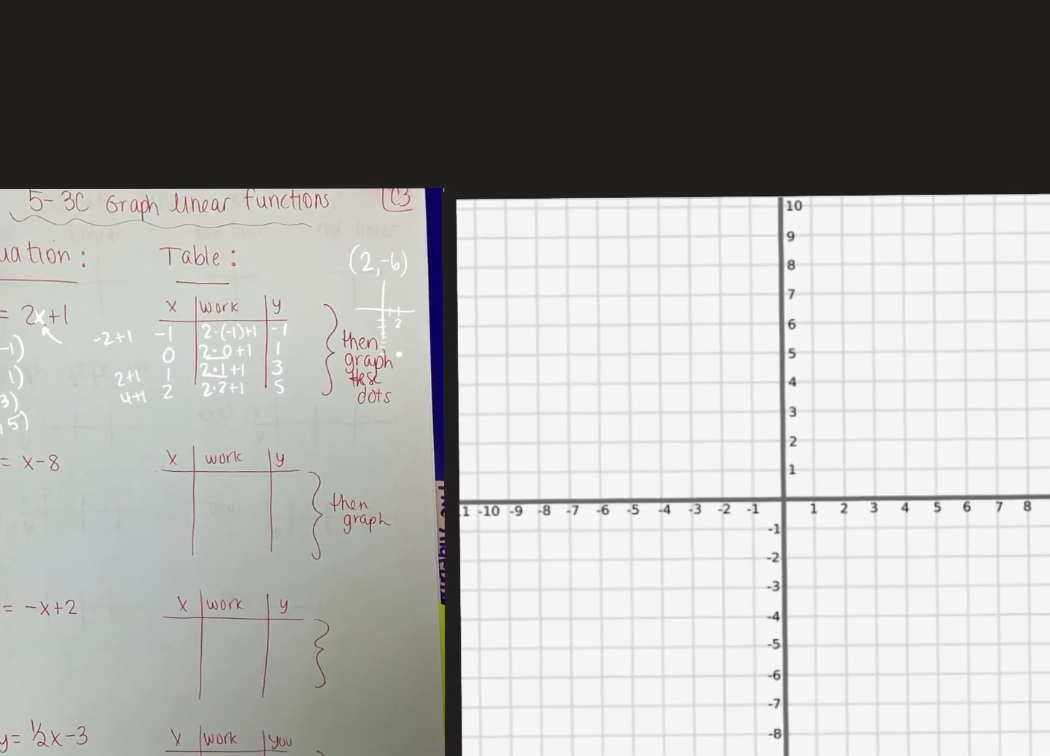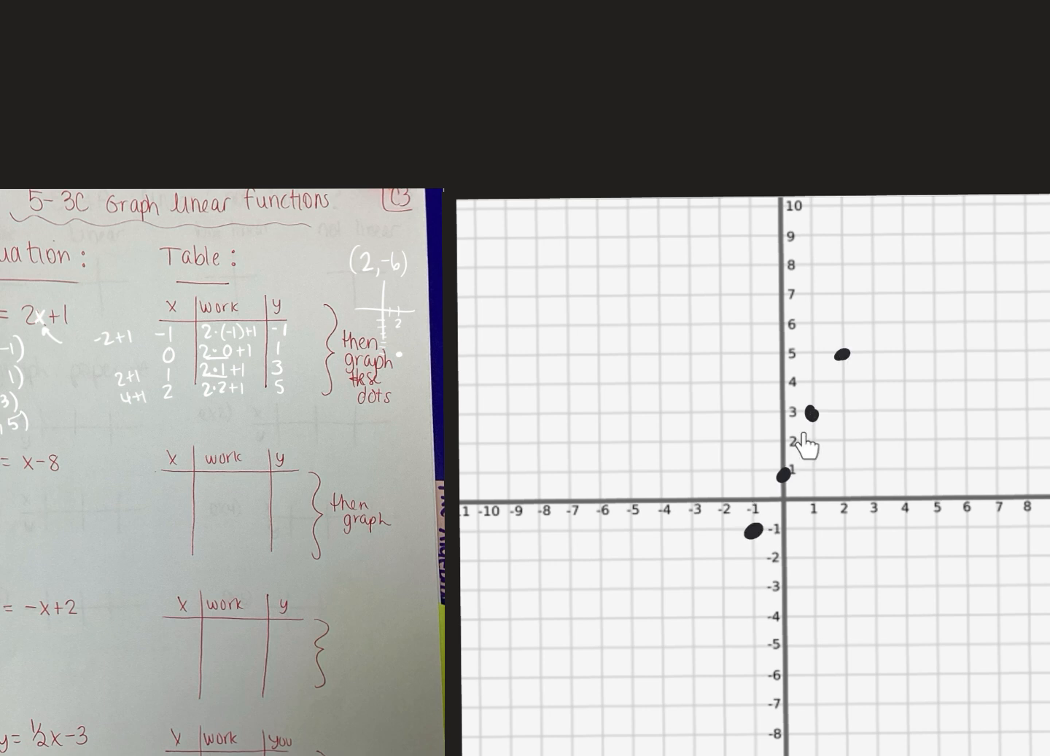All right, so I'm going to put a dot at negative 1, negative 1. A dot at 0, 1. Over 1, up 3. Over 2, up 5.